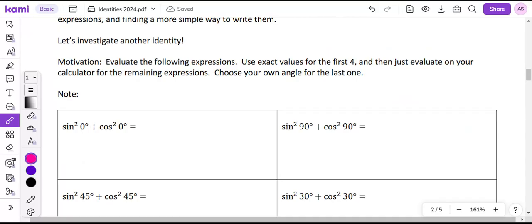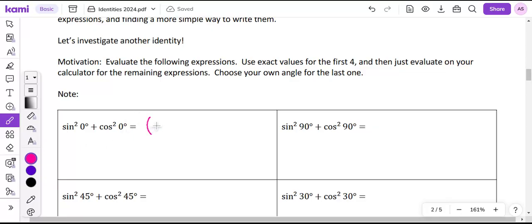And for the first 4, we're going to use our exact values. We won't redraw our special triangles here. I'll just help you out. This will be some new notation for you guys here. You guys see the superscript on the sine? SIN, it's just letters. It's meaningless. But that superscript 2, it's not squaring sine. It's squaring the sine of 0 degrees.